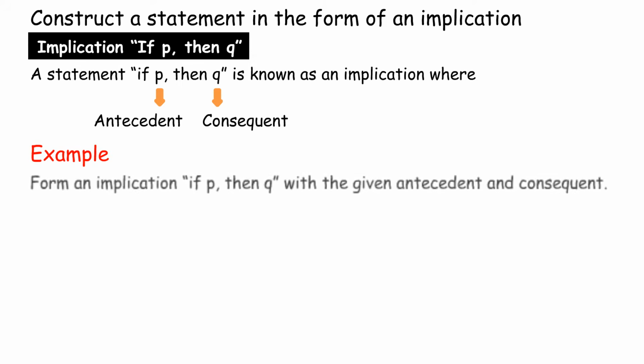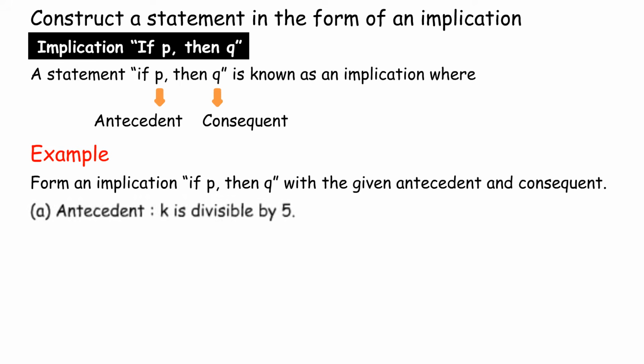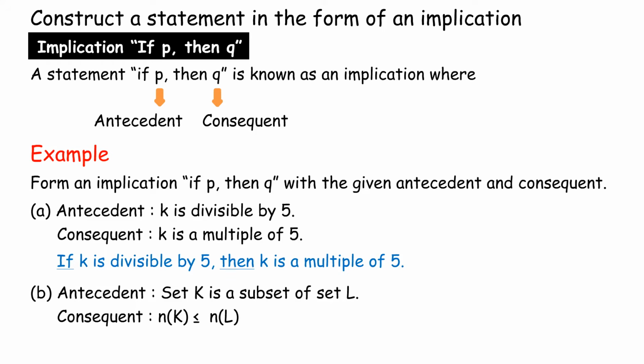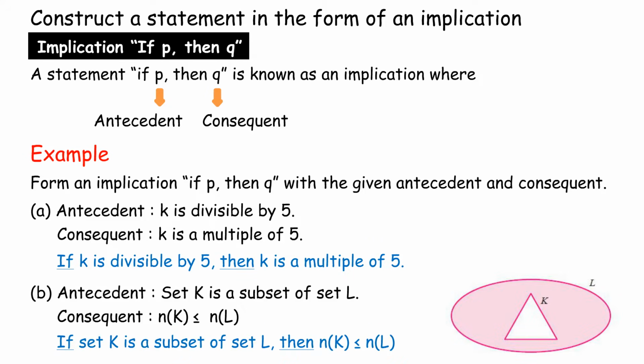Example: form an implication if P, then Q, with a given antecedent and consequent. A. Antecedent: K is divisible by 5. Consequent: K is a multiple of 5. If K is divisible by 5, then K is a multiple of 5. B. Antecedent: set K is a subset of set L. Consequent: n(K) less than or equal to n(L). If set K is a subset of set L, then n(K) is less than or equal to n(L).